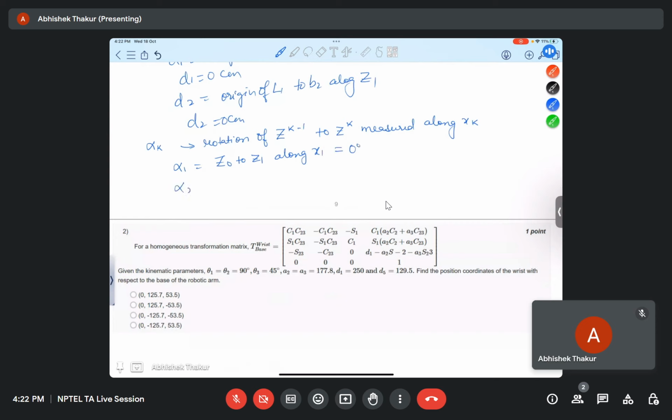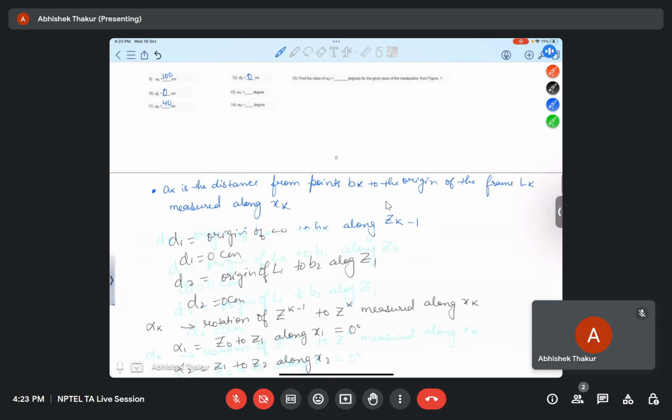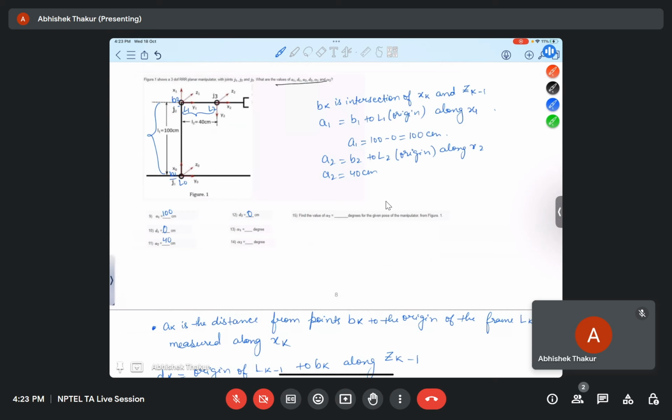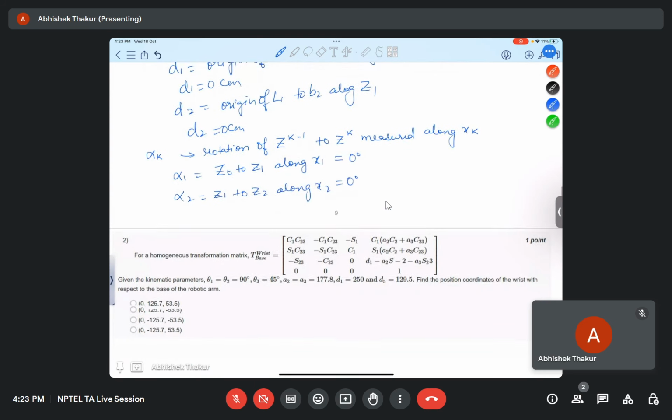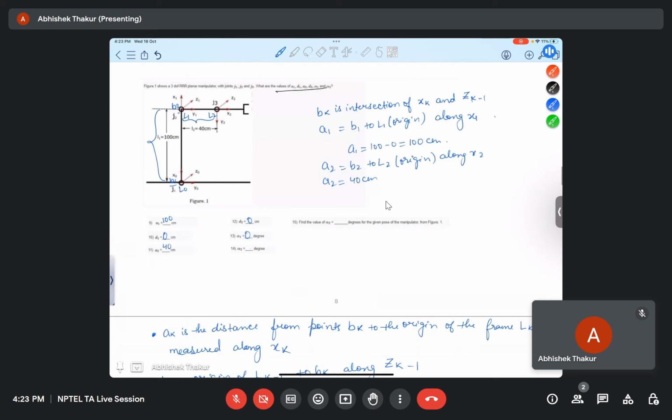And alpha 2 is equal to Z1 to Z2 along X2. We'll see the direction of X1 and Z1 and Z2, that is again parallel. So this is also equal to 0 degree. So the answer is 0 and 0. So we have solved all these parts.